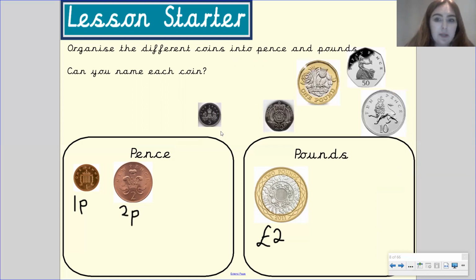Okay, let's have a look at our next one. This one here, where do you think this is going to go? What coin is this? Pause the video to have a think. Well done. If you got 5 pence, you can see there is a 5 here, and just above it says 5 pence. Is this coin copper or silver? What do you think? Well done. If you said it's silver, it's a silver coin. And the way we would write this is by writing 5p.